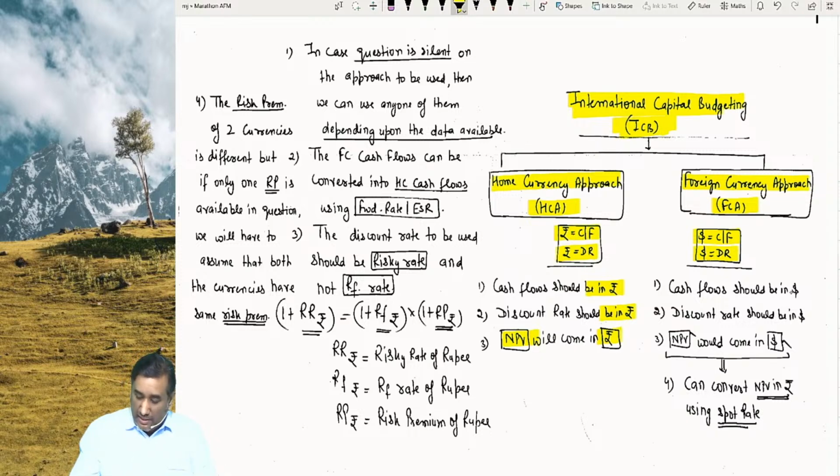The cash flows are in dollars. In this case, cash flows are in dollars. Discount rate would be in dollars. NPV would come in what? Dollars. And you can convert NPV in dollars using what? Spot rate. That will convert.